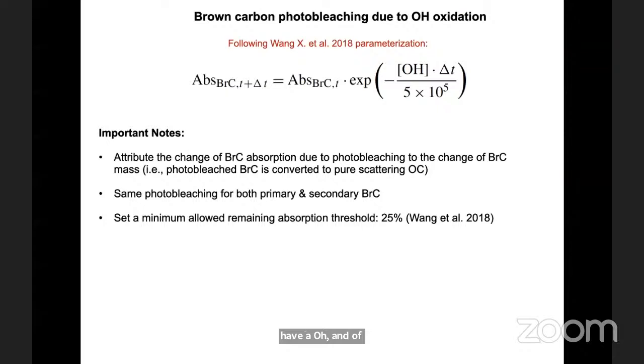And for the photobleaching process, we follow the previous parameterizations to allow the absorption of the brown carbon species to have an e-folding decay as a function of the model integration time, and also the concentration of OH, which would oxidize the brown carbon to make this photobleaching occur.